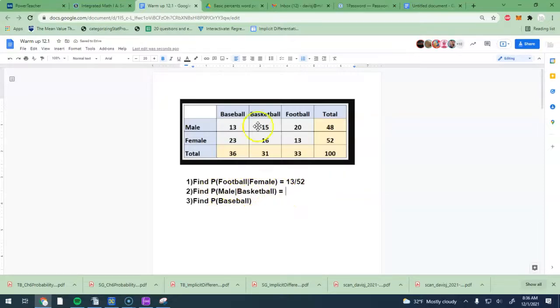Probability of male given basketball. So I know I'm in the basketball column. 15 males out of 31 total.